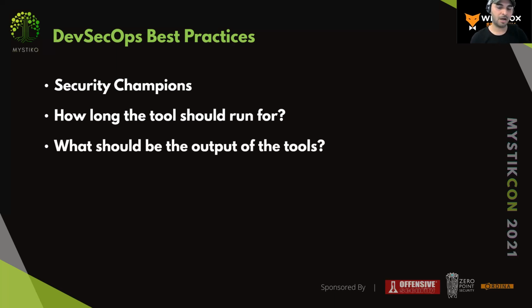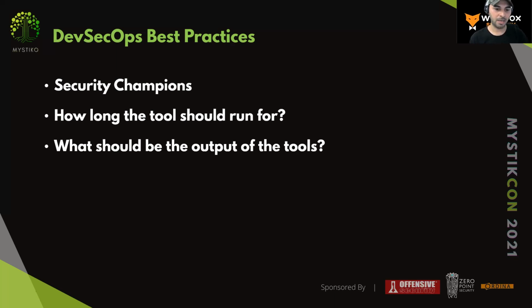So what should be the output of the tools? Any tool that you implement, the output should be in a machine readable format. When I say machine readable, that means it could be JSON or XML type of output from these tools, because it makes it easier for your other tools to consume the file that's spit out by your tool.